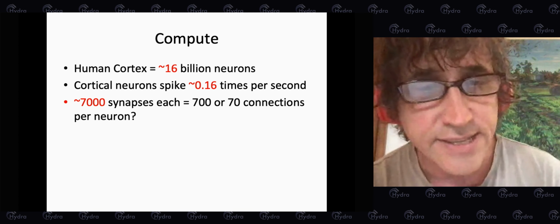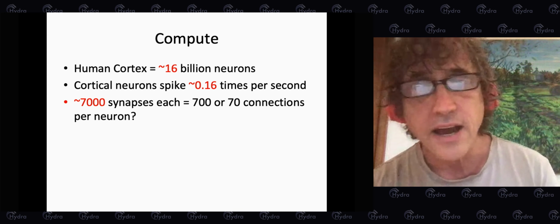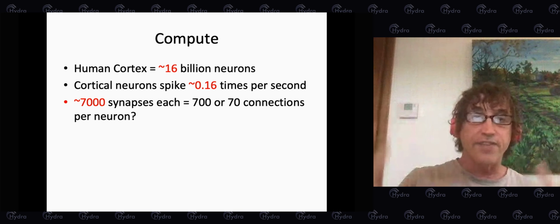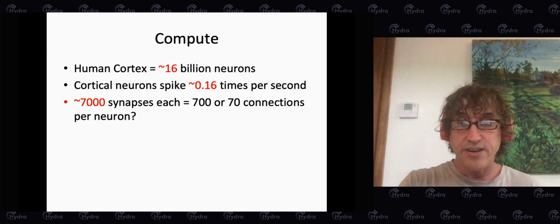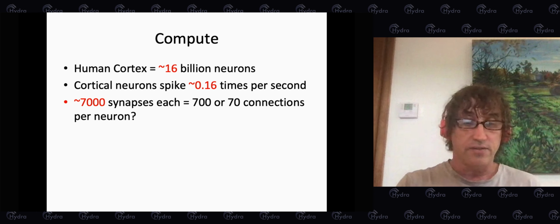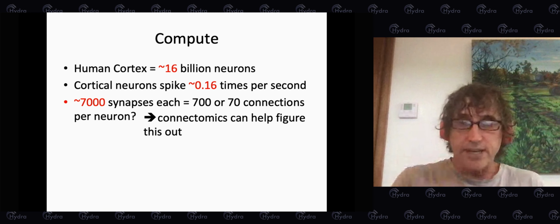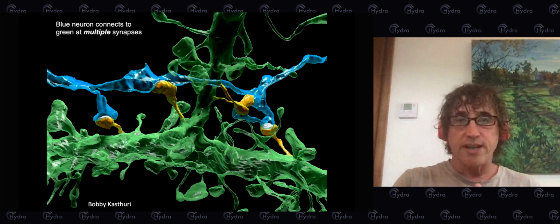Now, 7,000 synapses, how many other neurons does this mean one neuron is connected to? 700 or 70 or 7,000? Well, it's not an easy question. We haven't actually settled it yet, but connectomics can help figure this out. What we do know, and here is an image that I'm showing you.